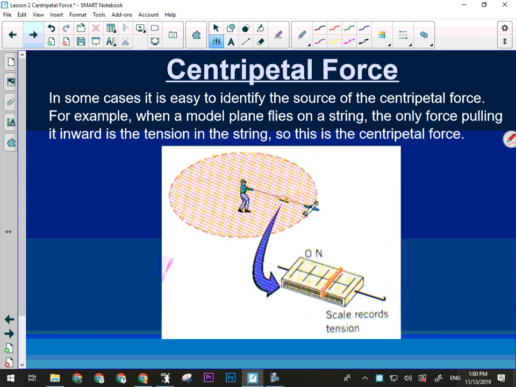So, in some cases, it's easy to identify what's keeping an object in the circle. When I whirl around the roll of tape, it's pretty easy to determine why it's moving around the circle. It's because there's a string on it, so that keeps it in a circle. So it's obviously the string there. But in some cases it's not as easy, like when you see a car go around the corner, you don't really see friction. It's there, but it's not really something we can observe. But it is the force providing the centripetal force for an object going around an unbanked corner.